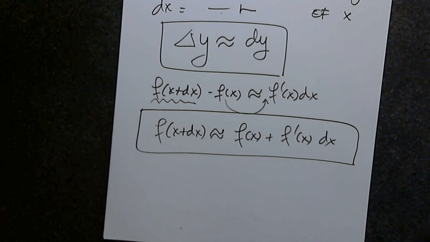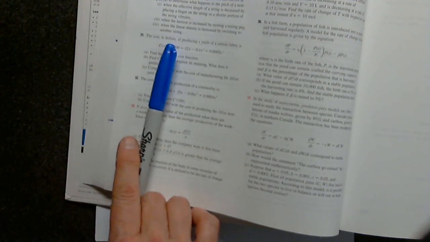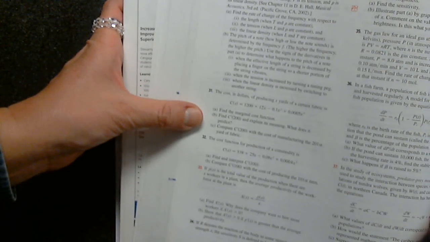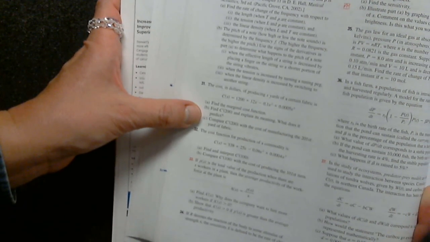Okay, so now let's apply this. This is the first very simple example concerning marginal cost. So the cost in dollars of producing x yards of a certain fabric is given. Find the marginal cost function. The marginal cost function is C prime. Instead of the derivative of the cost, it's called the marginal cost. Fine. Find C prime of 200.